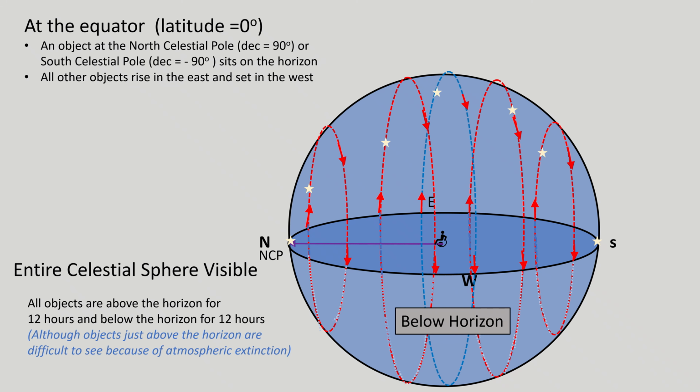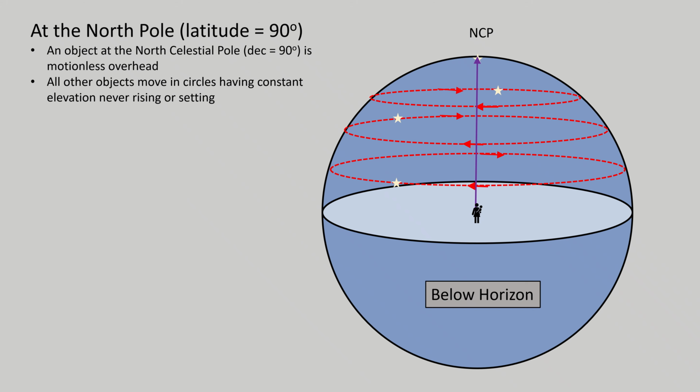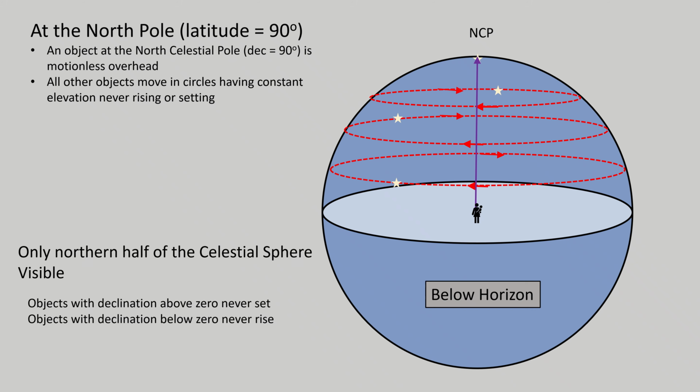If we go to the other extreme, to the North Pole, then anything at the North Celestial Pole itself is completely motionless and is directly overhead. All objects move in circles, keeping constant elevation, never rising, never setting. Only the northern half of the celestial sphere can be seen. Objects with a declination above 0 never set. The southern celestial sphere, that's declinations below 0, never rise.